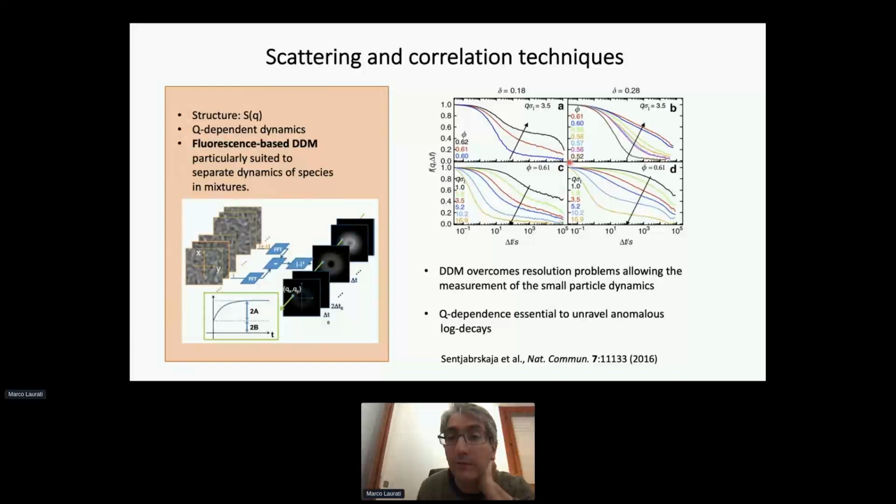For instance, in this study, we used DDM to investigate the dynamics of small particles, again in asymmetric mixtures with different asymmetries. In this case, the fact that we could determine the Q-dependent dynamics was very important to reveal the existence of anomalous dynamics at a certain mixing ratio with logarithmic decays, which was a very interesting finding of this work.